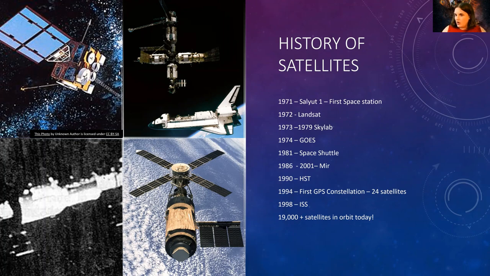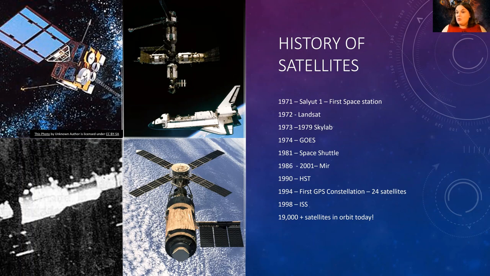1974 was the GOES, the Geostationary Operational Environmental Satellite. And basically it allowed us to be able to image our Earth in so many different fashions, not only taking pictures of the Earth, it also did weather and much, much more. So basically it was the first step towards understanding how our planet worked.